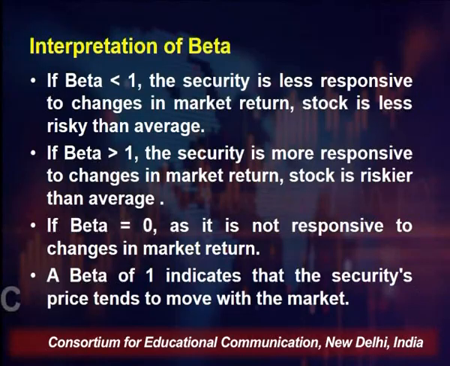So we normally say the pharma companies, especially the large pharma companies, the multinational pharma companies, and in India, the large pharma companies, are less beta companies. They are considered to be less risky because the fluctuation in the return of the stock prices of these pharma companies, which are very large multinational companies, is less as compared to the market, right? So those companies which have less than 1 beta are considered less risky, right? Companies which have high beta, if beta is greater than 1, the security is more responsive to the changes in market return, the stock is riskier than average.